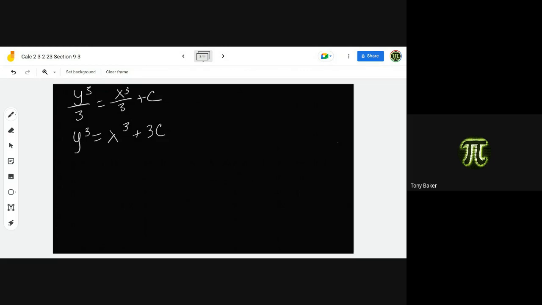Right? Okay. Now what's the next thing I'm going to do? Yep, take the cubed root. So y equals the cubed root of x to the third plus 3c. You can now make this 3c anything you want. It doesn't matter. Remember, it's a constant. I don't know what it was to begin with. So you can actually just make this any letter you want. They use K, you can use M, whatever you want. Doesn't make a difference. It's still a constant.